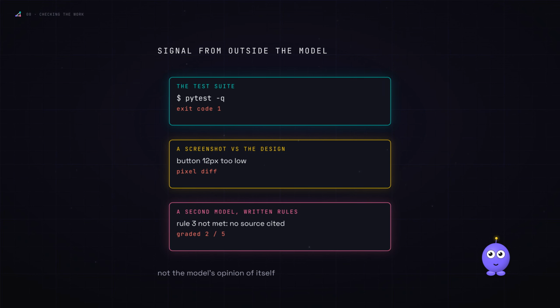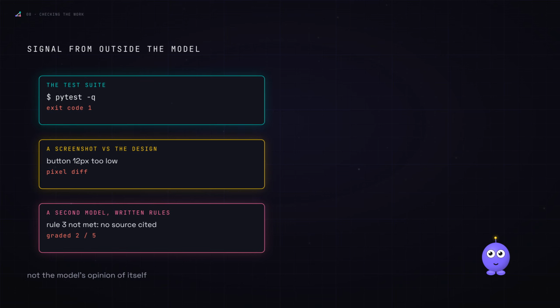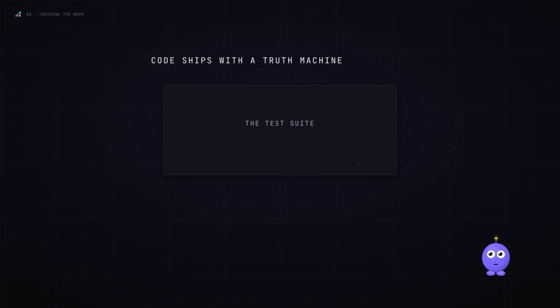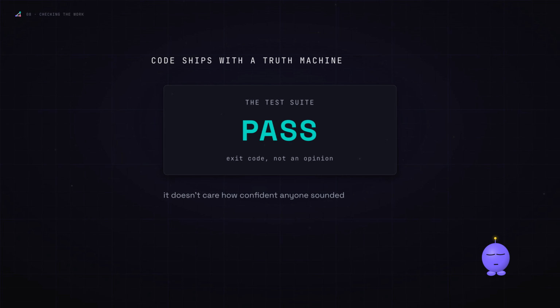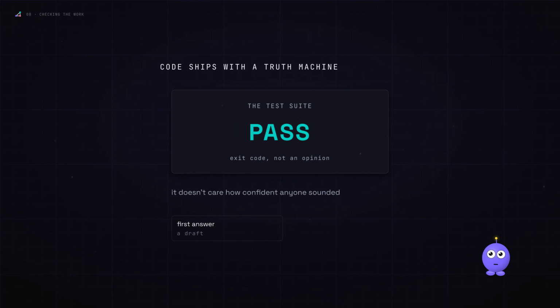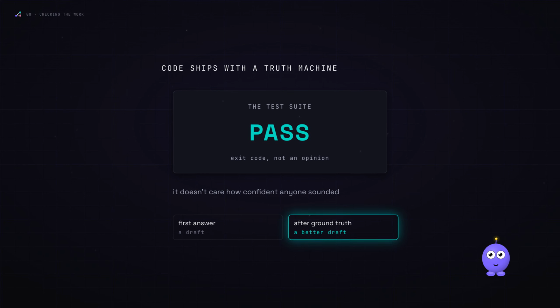This, by the way, is why coding agents are ahead of every other kind. Code ships with a built-in truth machine. The test suite says pass or fail, and it doesn't care how confident anyone sounded. So reflection turns one-shot answers into drafts. Ground truth is what makes the second draft better than the first.